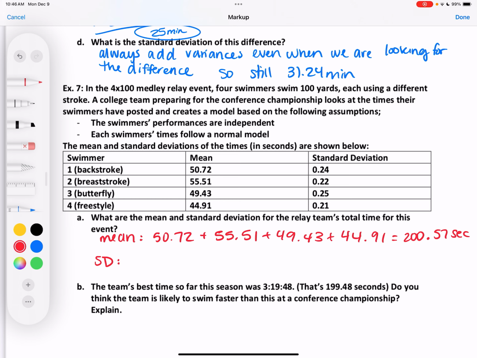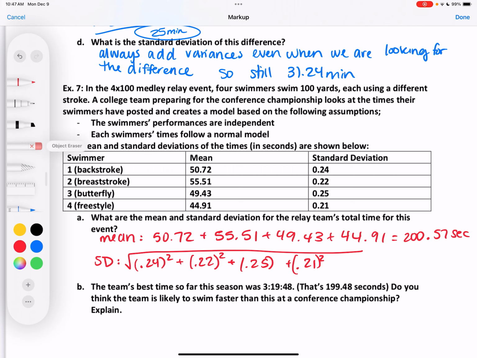Sometimes when I do this problem, I'll actually go through and square them and write the variances over here, but I'm not going to need the variances for anything else, so I'm not going to do it separately. So I'm just going to do 0.24 squared plus 0.22 squared plus 0.25 squared plus 0.21 squared. And when I do all that and take the square root, I get 0.46 seconds.